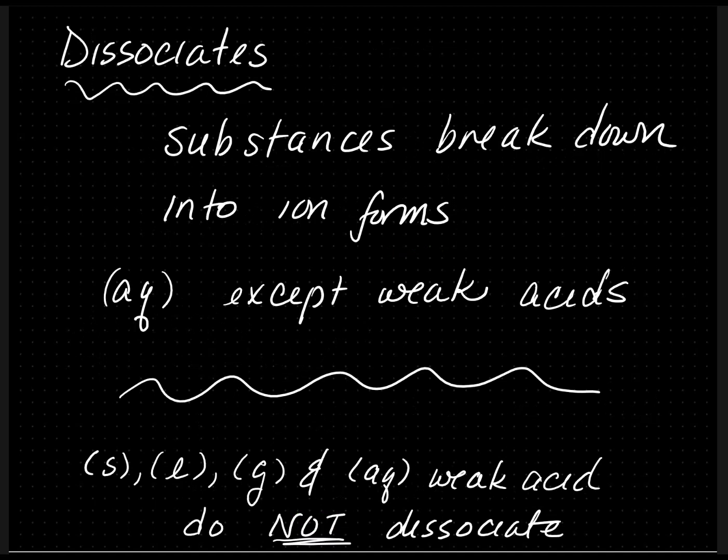The word dissociate means that you break down the compound into its ion forms. Anything that's aqueous will break down except for weak acids. Later on, when we get to the acid-base chapter, weak acids will also dissociate to a certain amount. But when we are talking about AQ for this unit, when weak acids are aqueous, we do not break them down. So in general, solids, liquids, gases, and AQ that are weak acids do not dissociate or break down into ions.